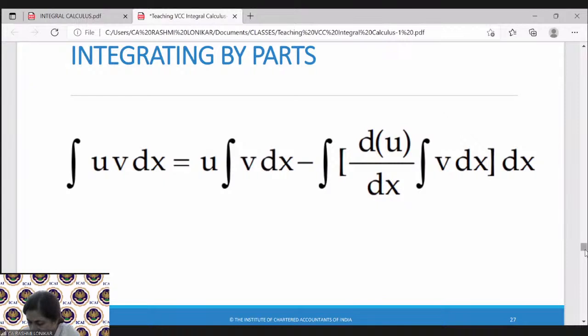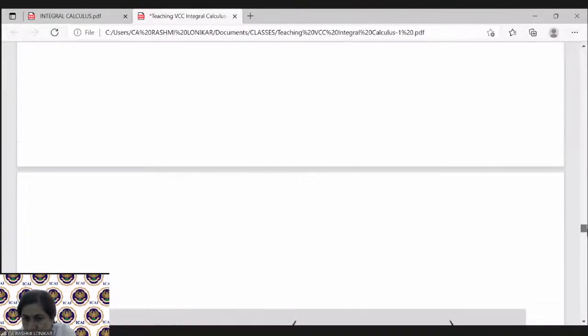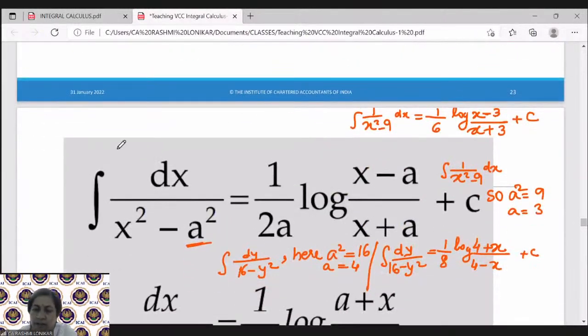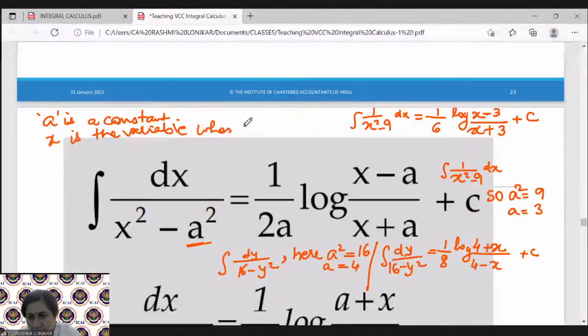See, you've asked when x and a both values are given. When both values are given, it will not be the question. Okay, you're saying here that a is a constant. A is a constant, and x is the variable whose integration we are trying to find out.